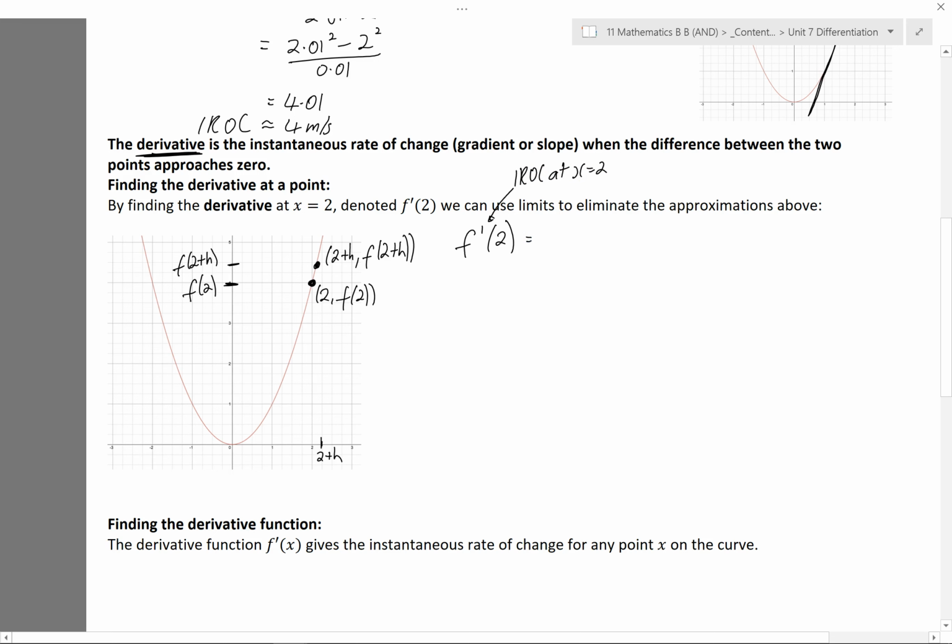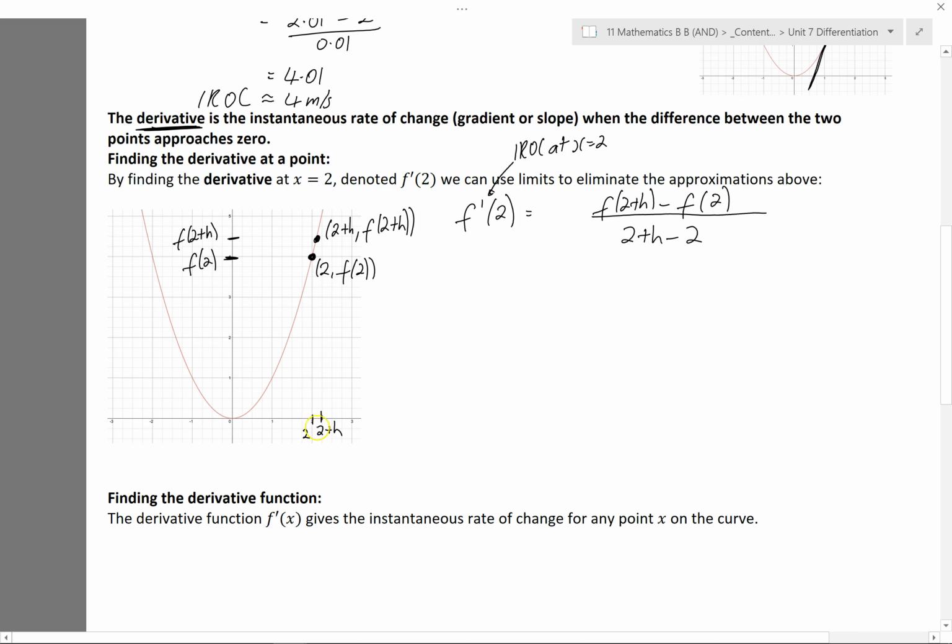I'm going to find this exactly the same way with the same fraction. The change in the vertical axis, or the rise, is f of 2 plus h minus f of 2, divided by 2 plus h minus 2, the difference between these two bottom points. But what I'm going to do is make this gap of h, the distance between those two points, smaller and smaller.